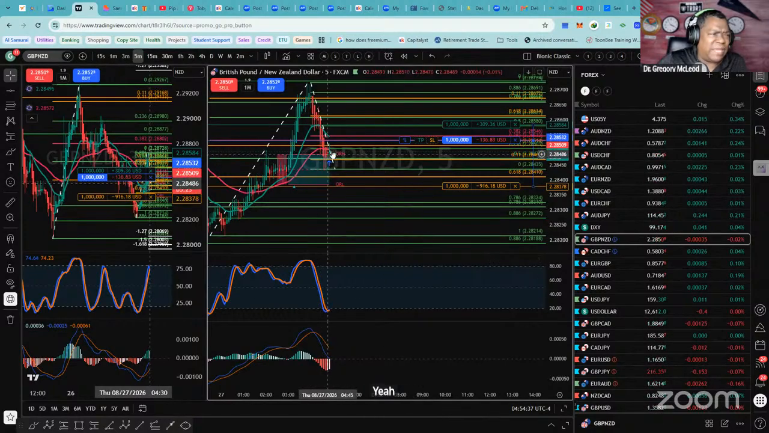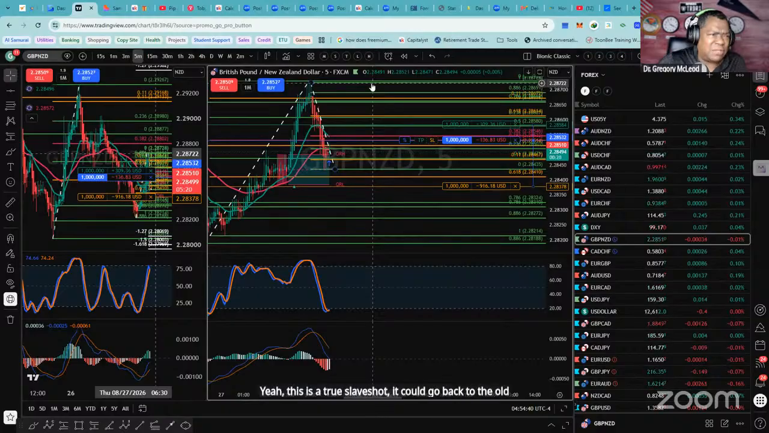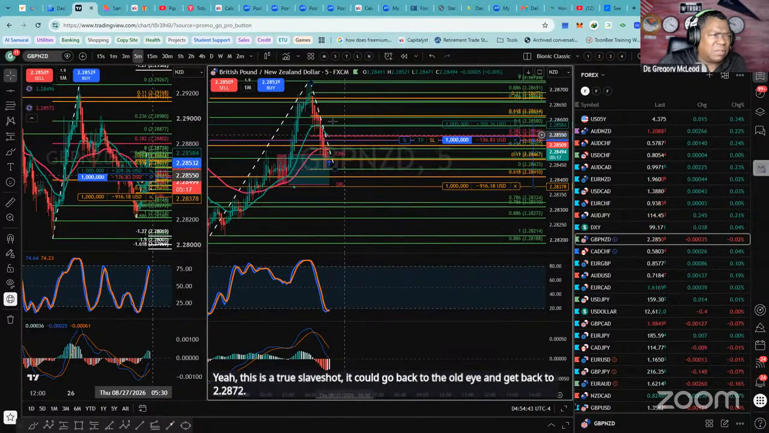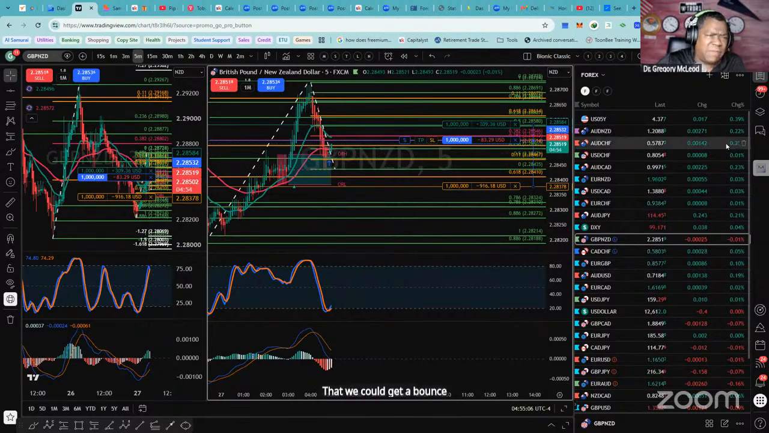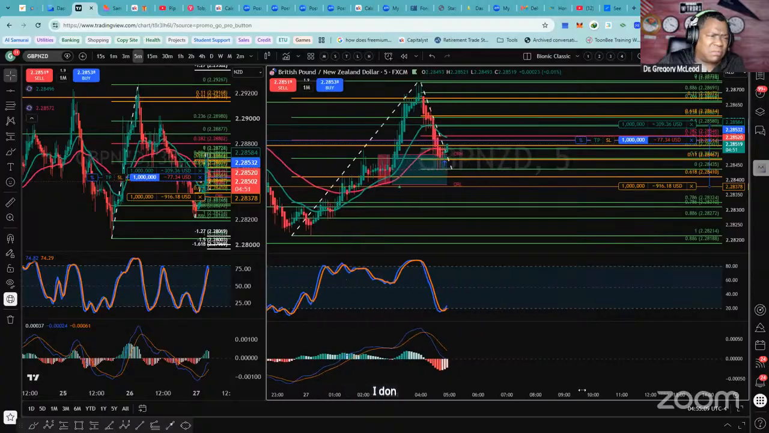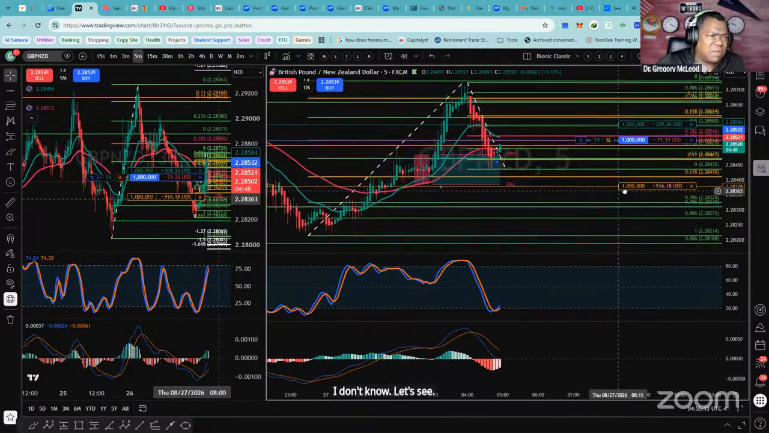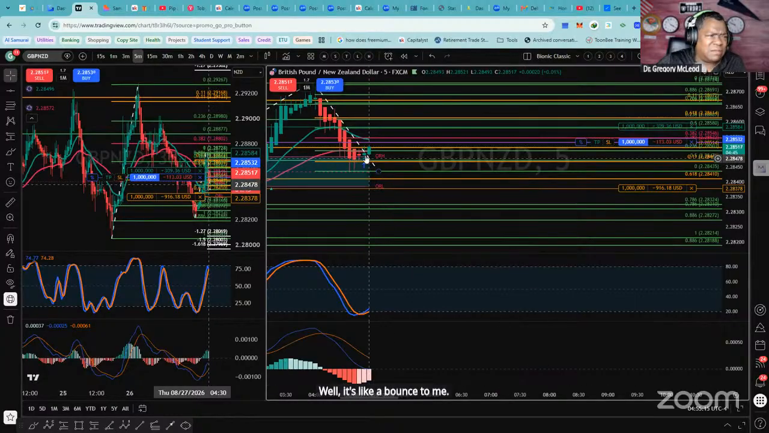Now, if this is a true slingshot, it could go back to the old high and get back to 2.2872. But bulls get fed, bears get fed, pigs get slaughtered. So just try to get back to half. And you can tell by the size of my position, I'm a little bit more confident that we could get a bounce, right? Are we getting a bounce? I don't know. Let's see. Well, it's like a bounce to me. I see a green candle. Another green candle. My entry is here.